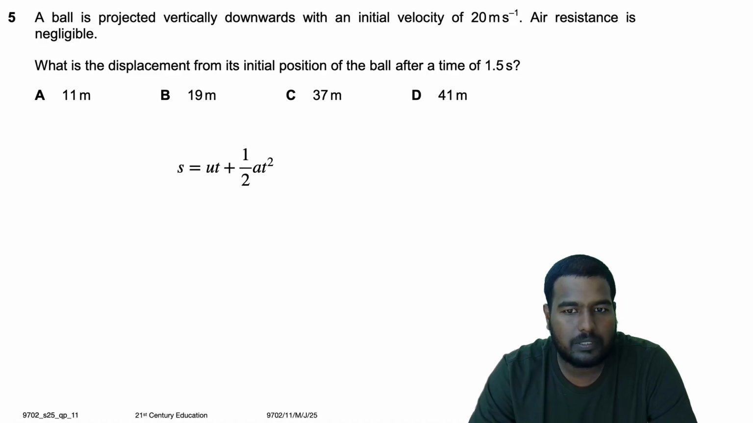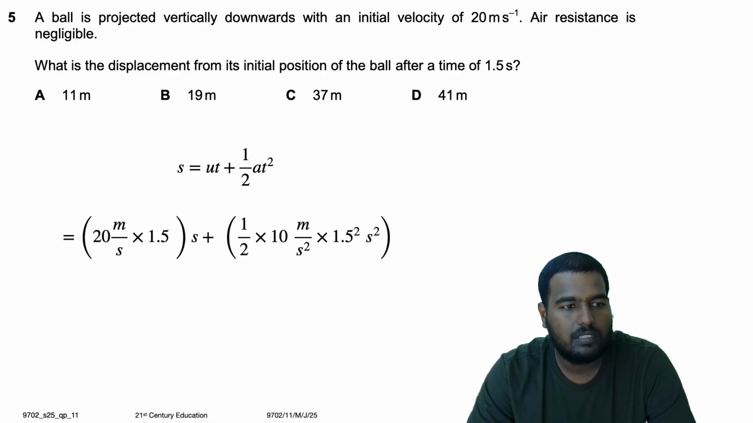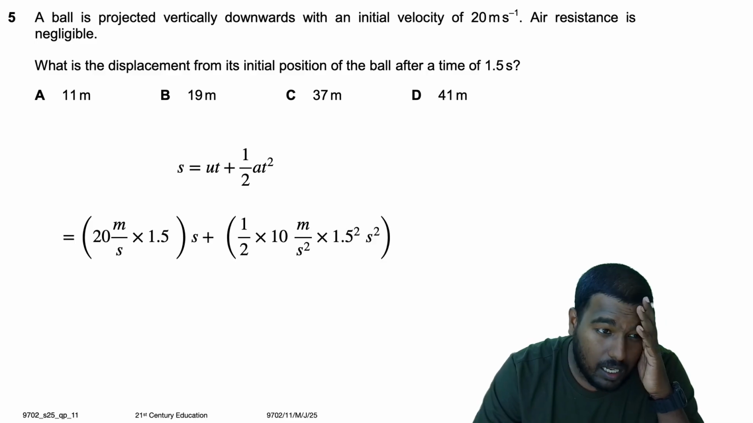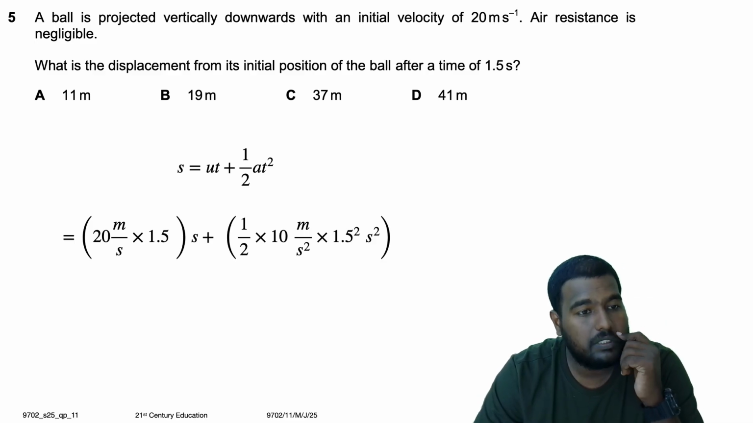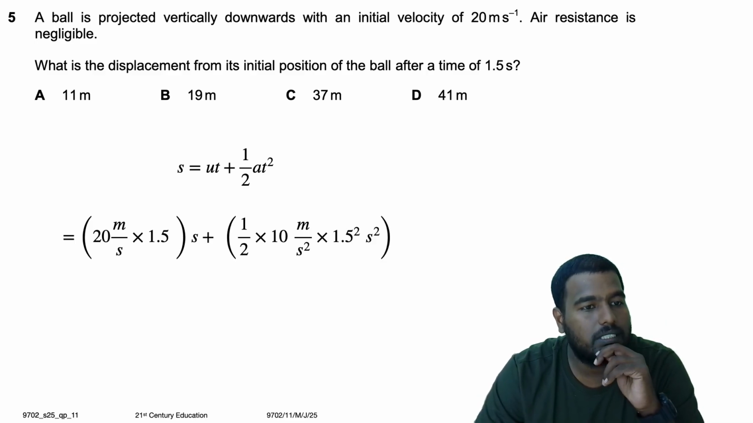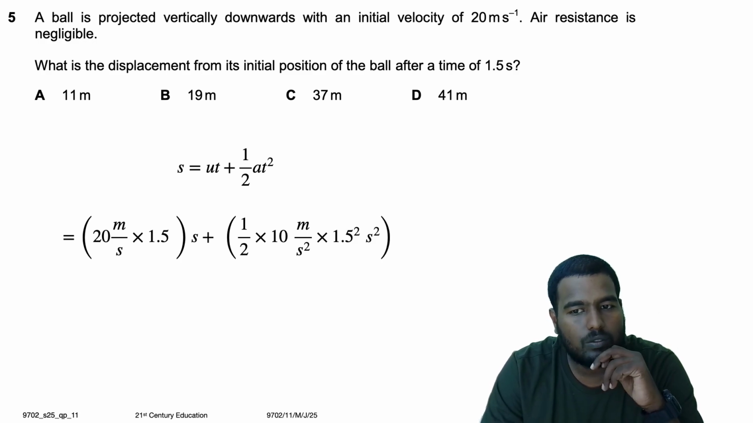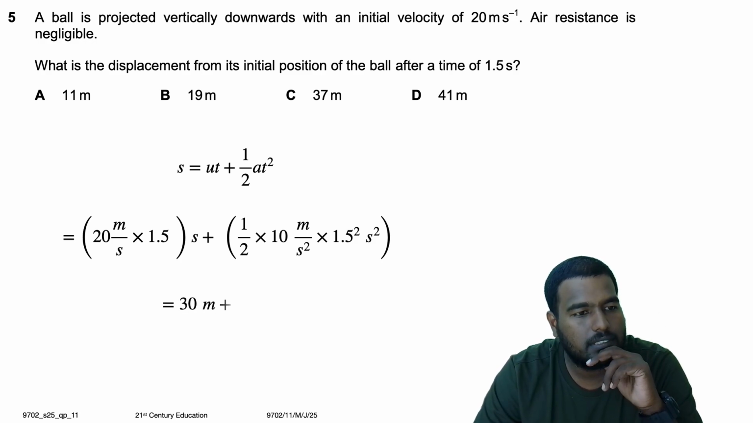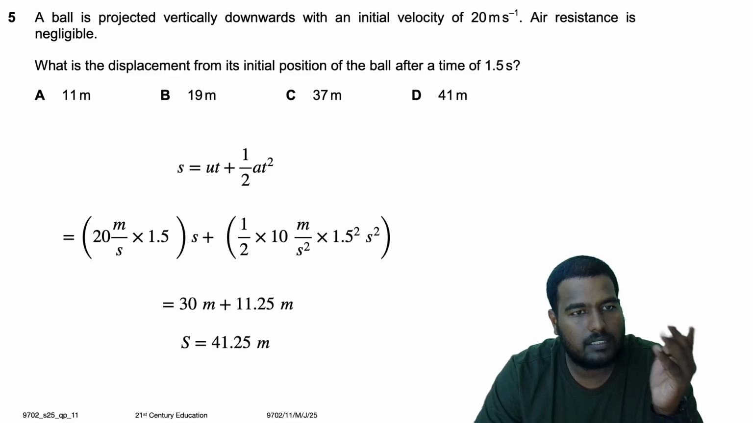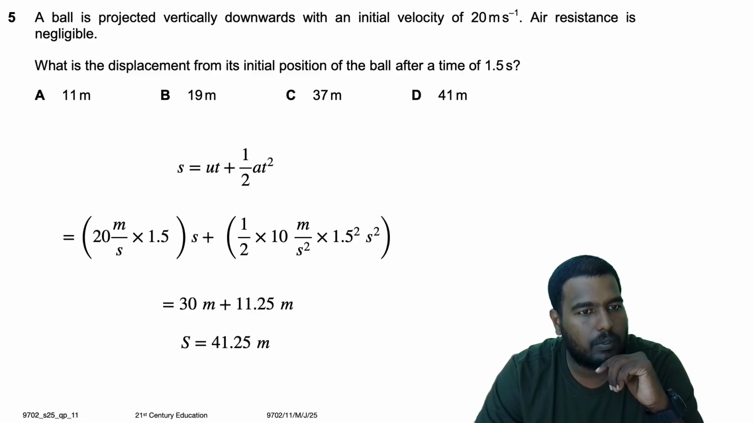u is 20 meters per second, time is 1.5, plus half a is 10 meters per second squared into t is 1.5 squared. So it's 30 plus 11.25 meters, so I'll get 41.25 meters. Raw data has only two significant figures, so it's 41.